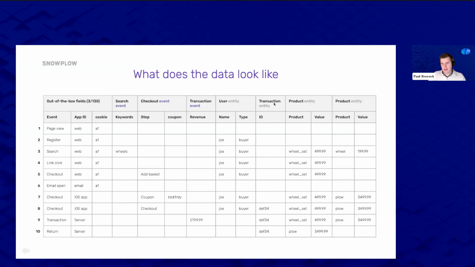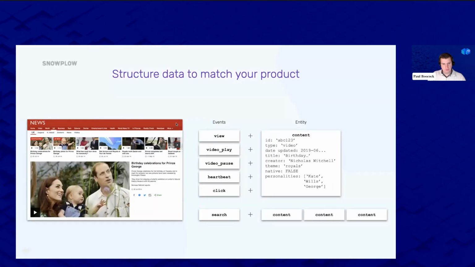So you can see that by having these consistent entities, we can see that this transaction was the same one that was started on iOS that then completed server side, obviously, as the transaction went through on the server. So this is a very common flat events table that you might see.